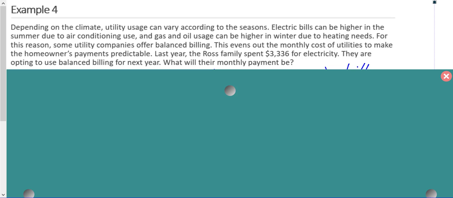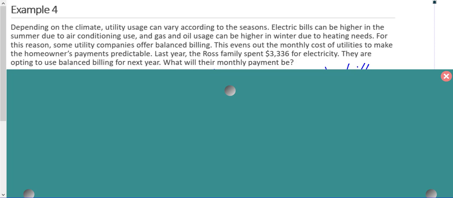For this video, we're going to learn about balance billing. And balance billing is exactly what it sounds like. You want to make a balanced, even payment each month instead of it going up and down. So often, utility companies will offer this option to homeowners. And this could be because of where you live.